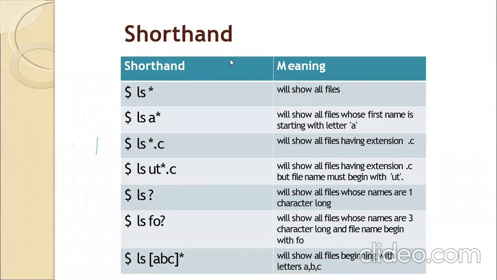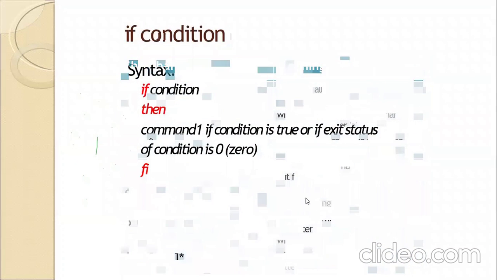Now these are some commands. ls will show all the files. ls a star will show all the files whose names start with the letter a. ls star.c will show all the files with extension c. Then ls ut star.c will show files having extension c, but the file name must begin with ut. ls question mark will show all the files whose names are one character long. ls f question mark question mark will show all the files whose names are three characters long and begin with f. ls abc star will show all the files beginning with abc.